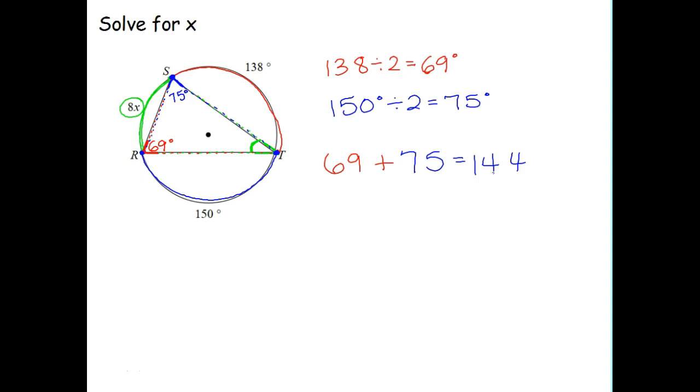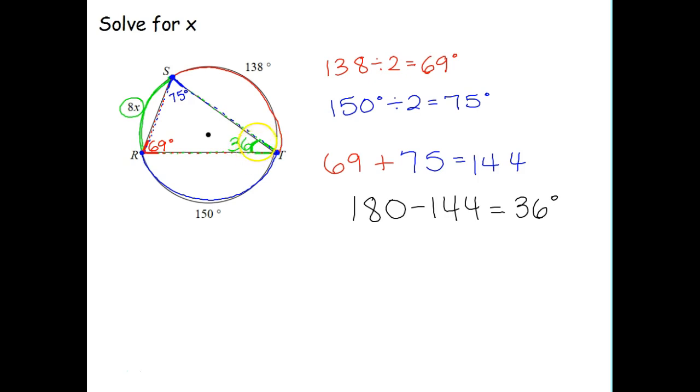Okay? If we take 180 and subtract out that 144, what that's going to give us is this third angle right here, angle T, which I believe is 36. So we know that the measure of angle T is 36 degrees.